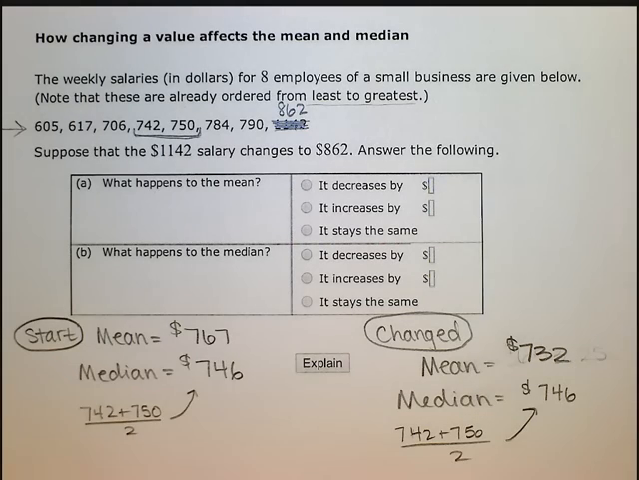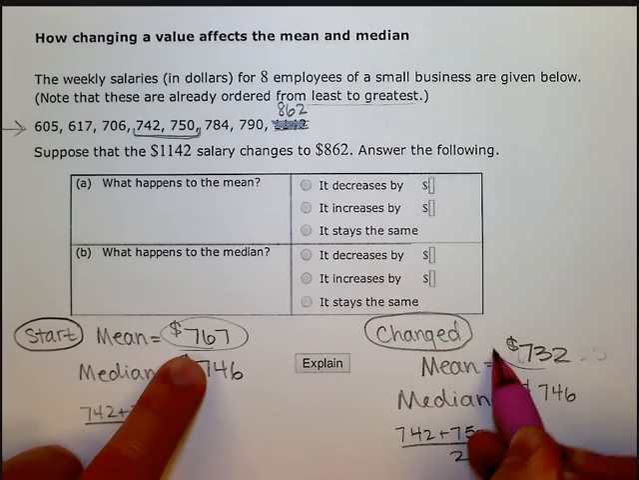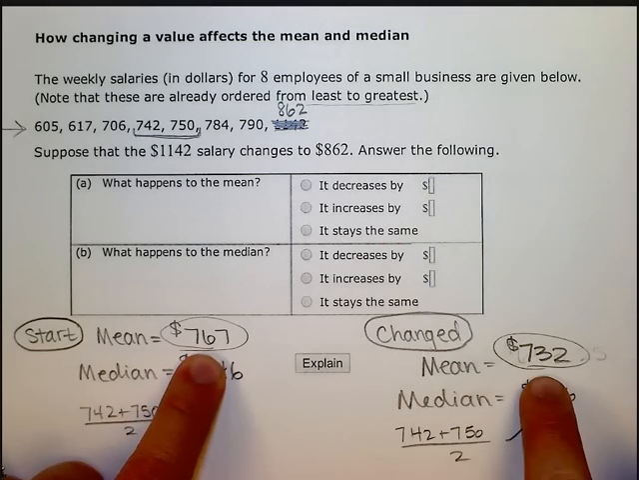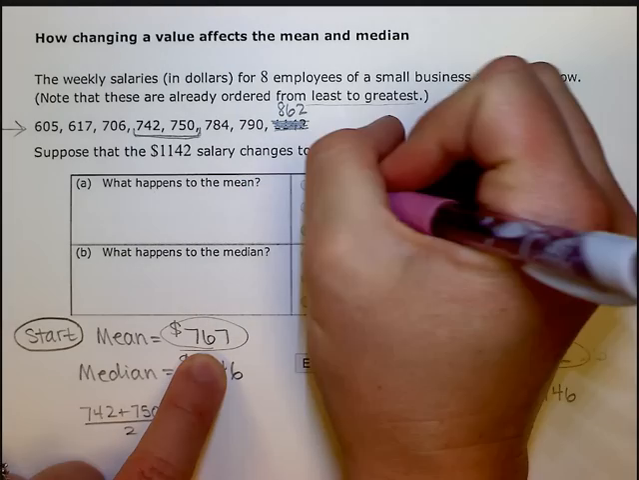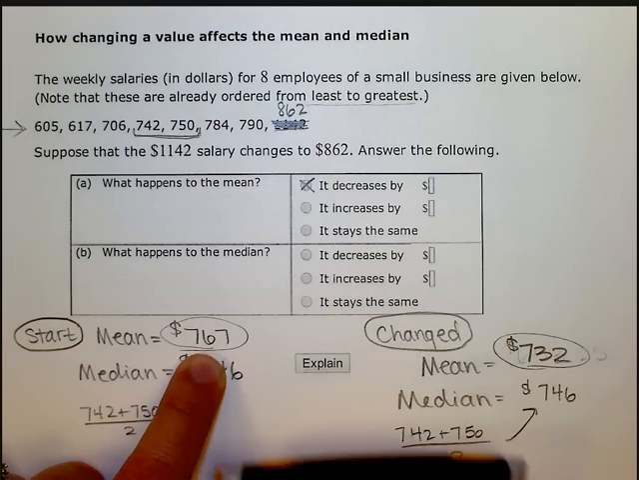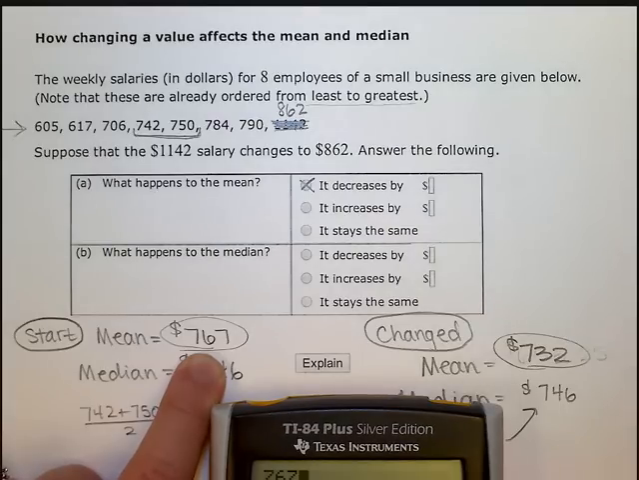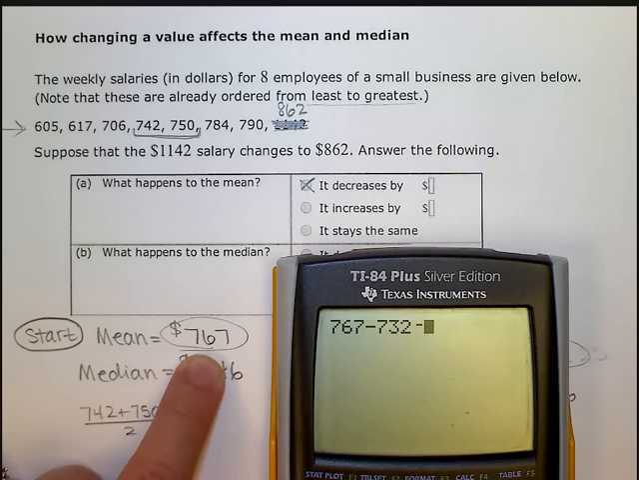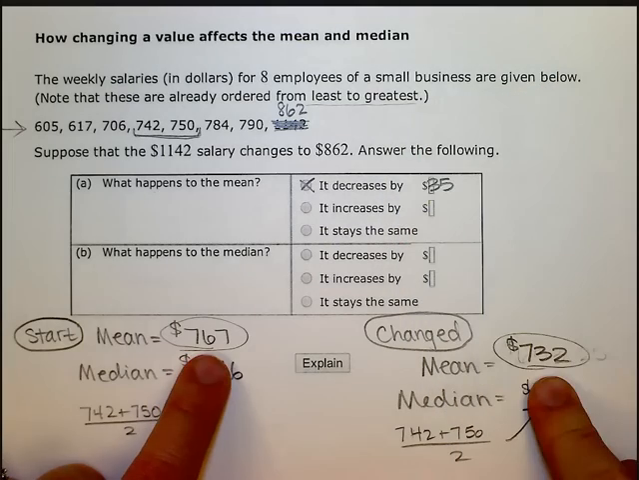So let's look at what happened to the mean. I started with 767, and then I got 732. So when I changed this number, my mean decreased. And then I have to figure out the amount it decreased. So I take my original amount and subtract my new amount. So it decreased by $35. My mean went down by $35.